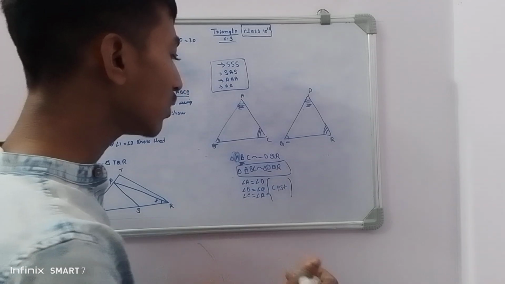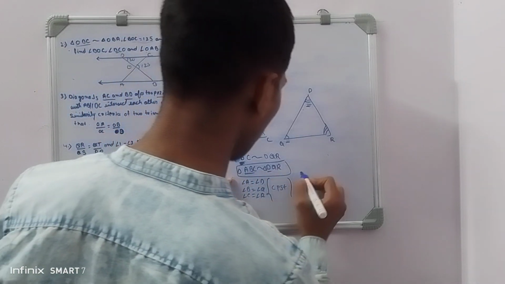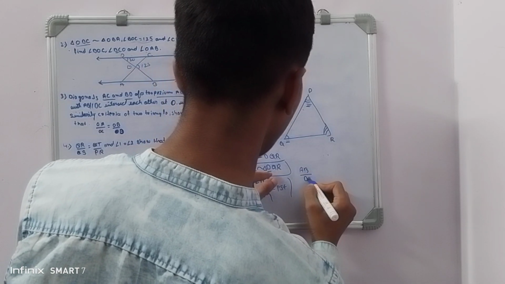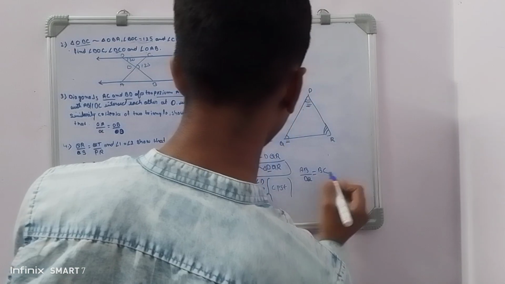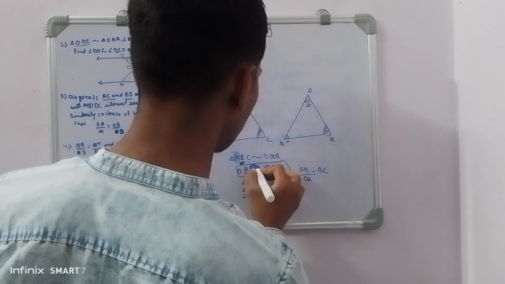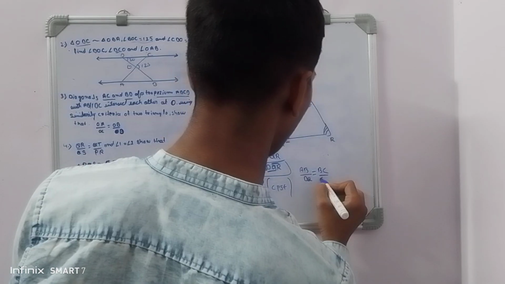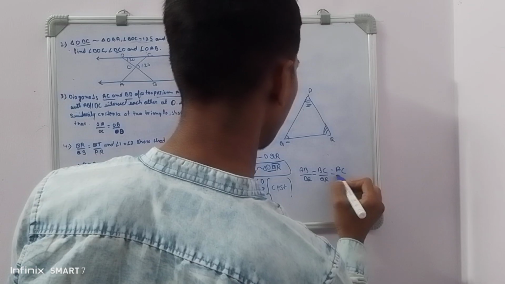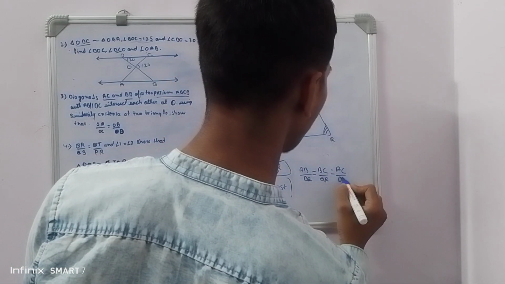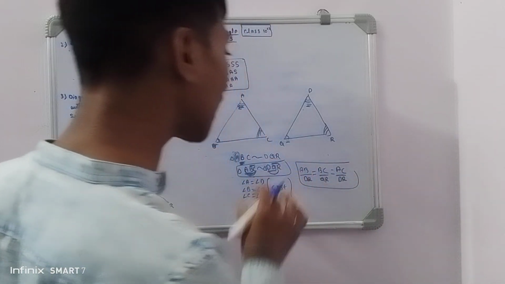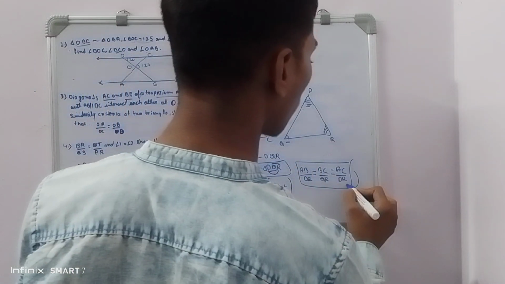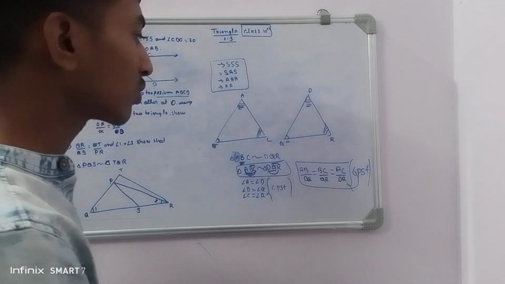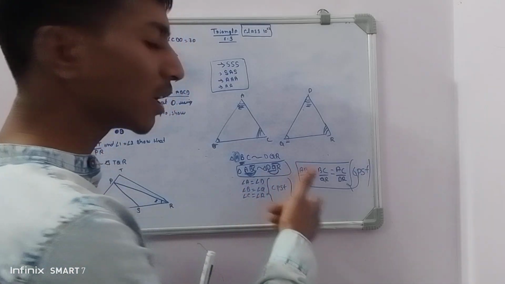And many other things you could also say: AB by PQ is equal to BC by QR, and then AC by PR. You can say this when the two triangles are similar, and you have to write that it is due to CPST, congruent parts of similar triangles.